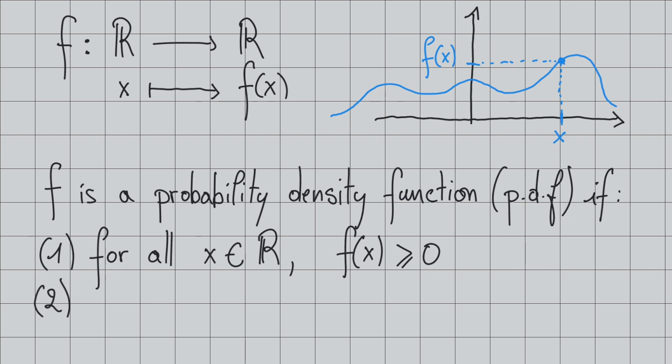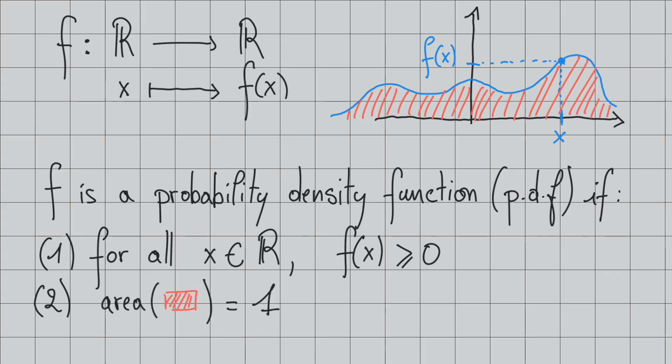Condition 2, the total area of the region that lies between the x-axis and the graph of the function should be equal to 1. In mathematical terms, we write this condition as integral from minus infinity to infinity of f of x dx equals 1.